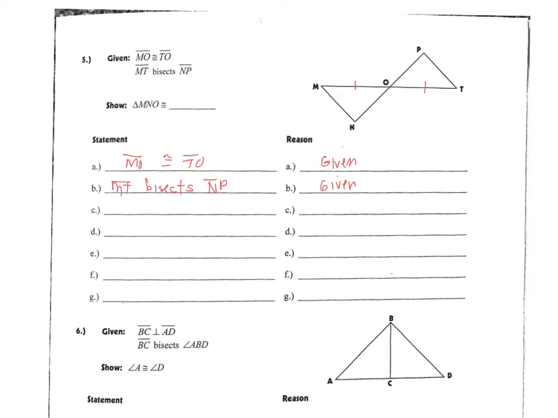But what's different is that's going to trigger some information here. If we have that MT bisects NP, then the next thing that we need to be able to do is name the midpoint. And so O is going to be the midpoint of segment NP. And that is just our definition of a segment bisector.